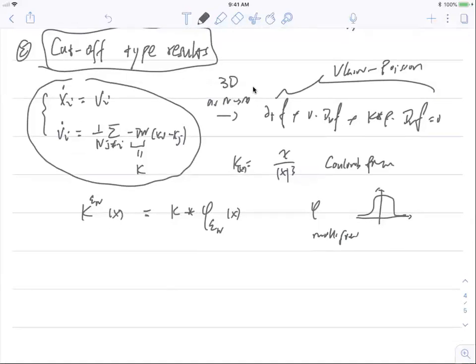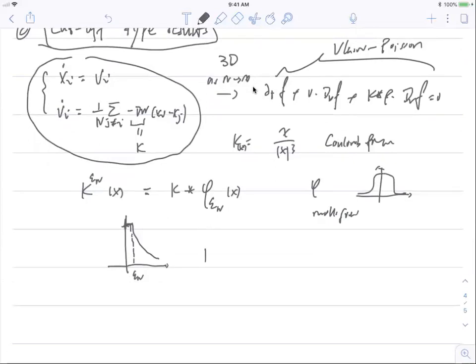You can even just do this type of cutoff. Let's say this is Kx, and you choose epsilon n here, maybe some critical distance, and you just do this cut. As x goes to 0, the original Kx blows up, but you choose a critical distance epsilon n, and when the distance is smaller than epsilon n, you keep it constant.